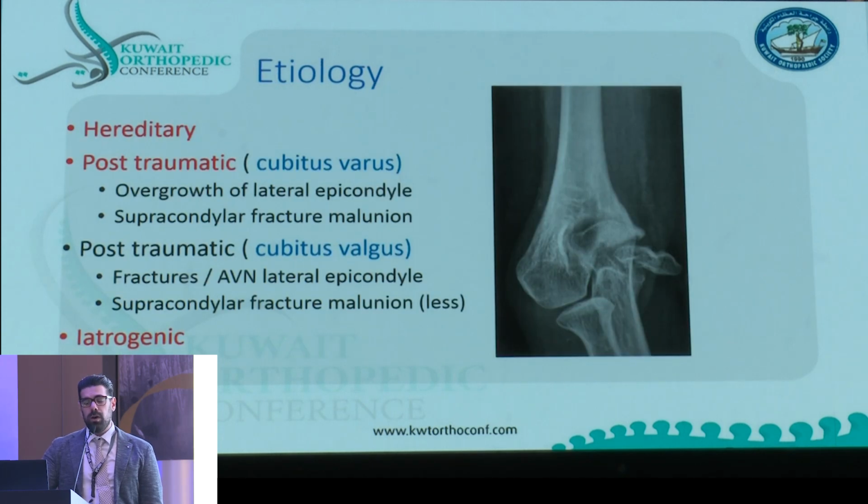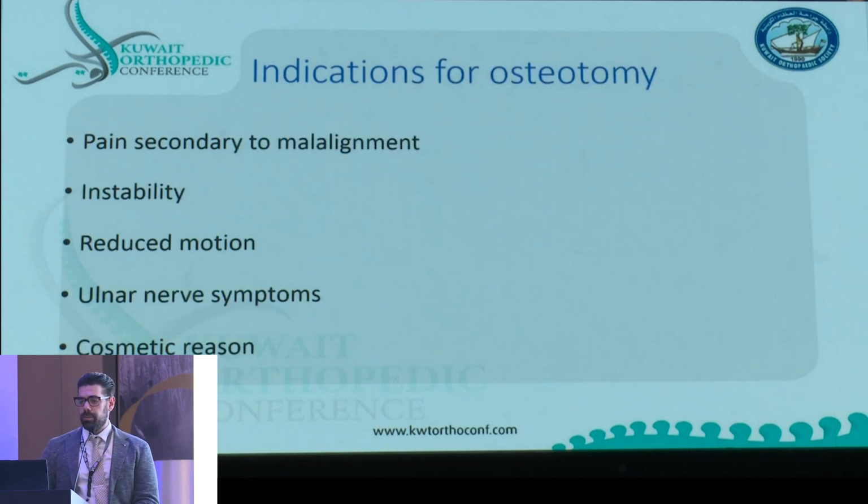So etiology of malunion: it can be hereditary, which is uncommon, but most commonly it is post-traumatic. You can get cubitus varus, commonly with supracondylar fractures or overgrowth of the lateral epicondyle. Or you can get a valgus deformity if you have avascular necrosis of the lateral epicondyle, which is also common in pediatrics, or supracondylar fractures, which is not as common as varus deformity. Or it can be iatrogenic: the surgeon puts a screw and causes growth arrest because of iatrogenic penetration of the growth plate.